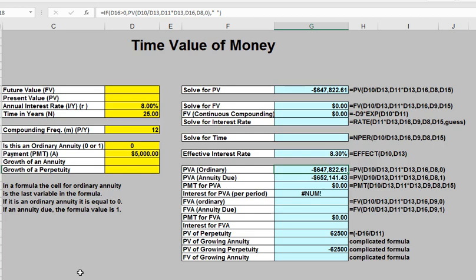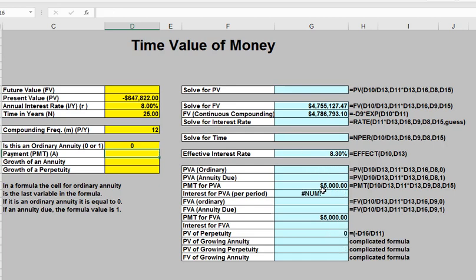So you would need to have roughly $647,822 invested at the beginning. That's what you would need to invest. So if you put in 647, let's see if that works. So present value, we're going to invest negative 647,822, 8%, 25 years, 12%. Solve for this, and there you see you would actually be able to receive $5,000 a month. So that works for us.